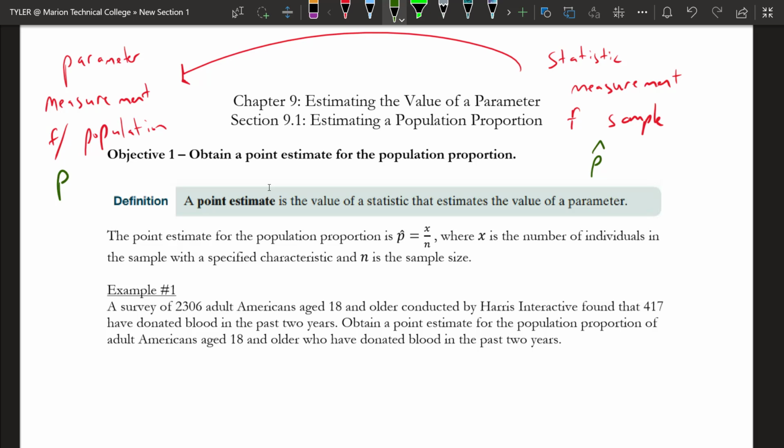So in objective 1, we want to be able to obtain a point estimate for the population proportion. I have here a definition. A point estimate is the value of a statistic that estimates the value of a parameter. In terms of the population proportion, p hat is going to be my point estimate. And remember, x is the number of individuals in the sample that have a specific characteristic, and n is my total sample size. So I'm finding a percentage of the sample that meets some certain characteristic that I'm studying.